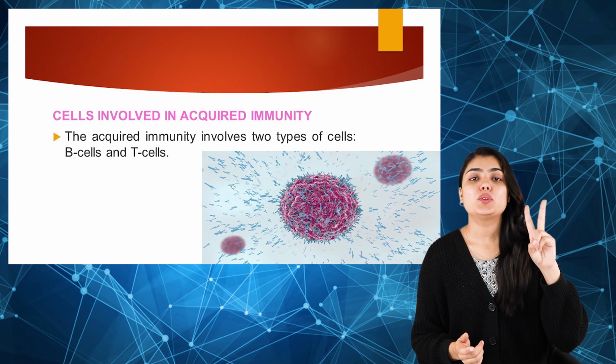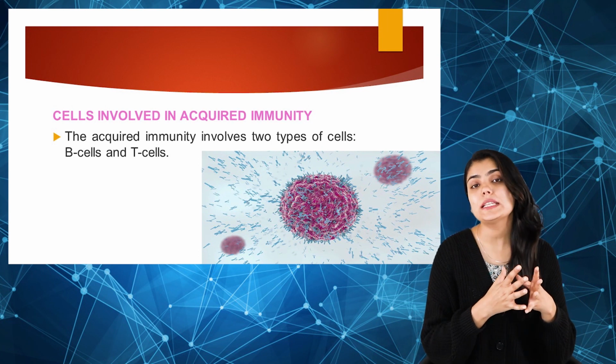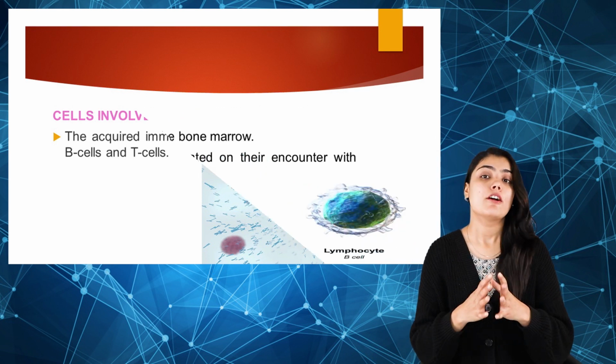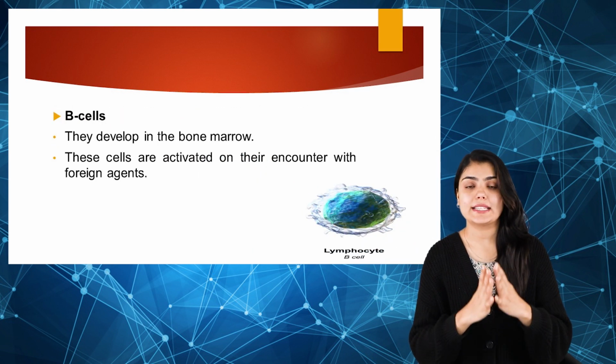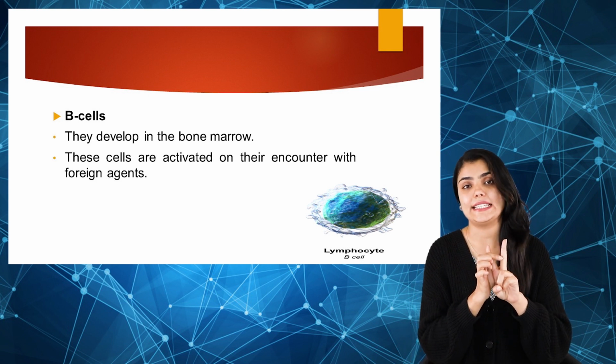Now, let us see what are the cells involved in acquired immunity. There are majorly two cells that are involved in acquired immunity, which is B cells and T cells. First, let us learn about B cells. As I said, in acquired immunity, two different cells are involved, which is B cell and T cell.